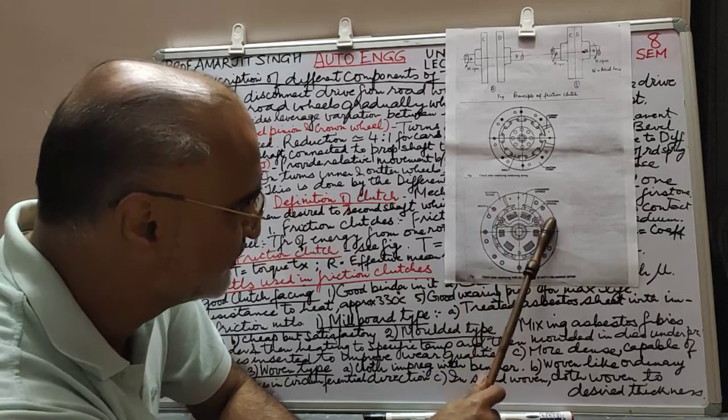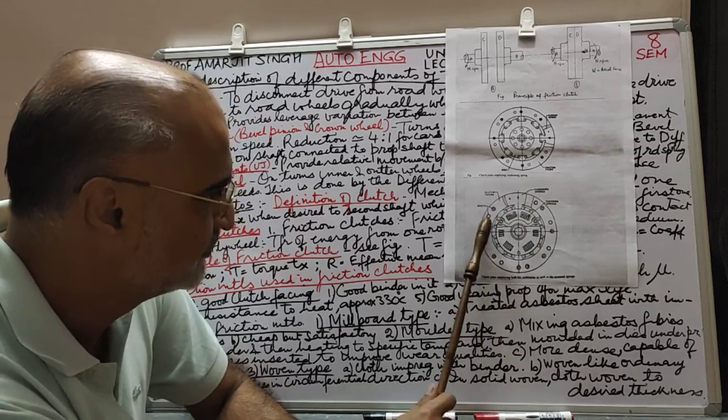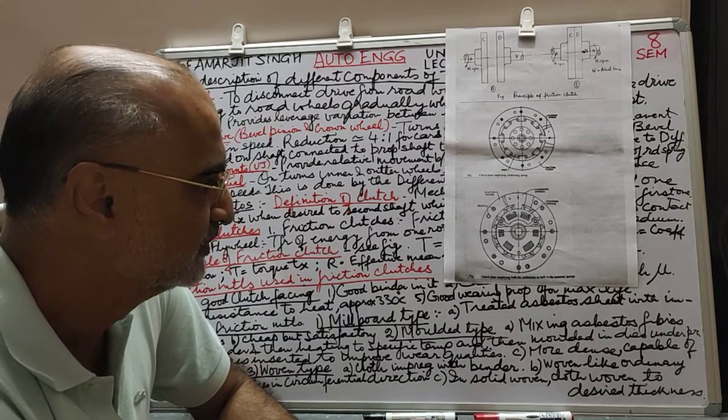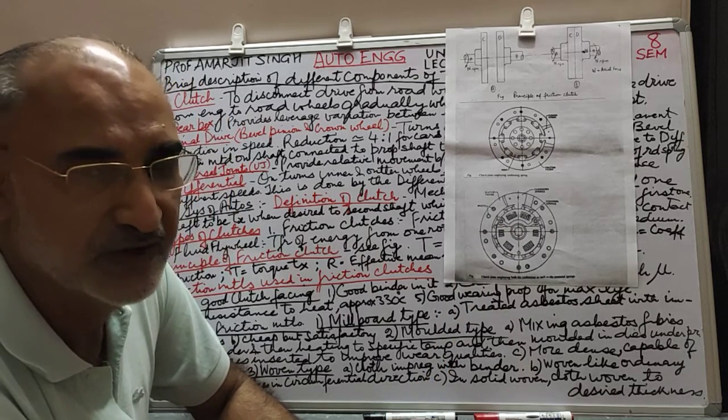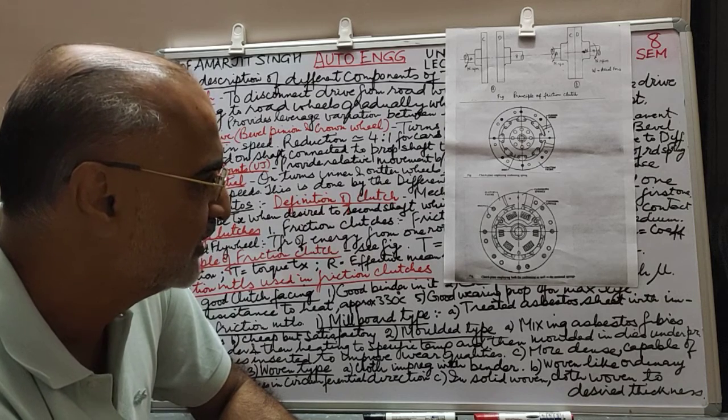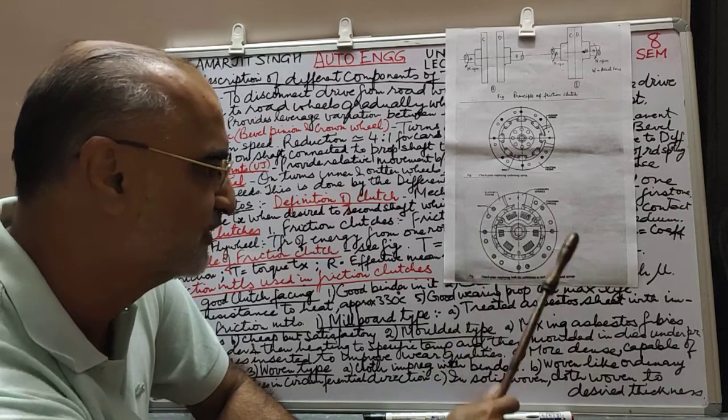Rivets are for the clutch facing, which is riveted. Now, clutch facing is on both sides of the clutch plate. You must have definitely seen roadside workshop mechanics and the shape of a simple clutch plate.